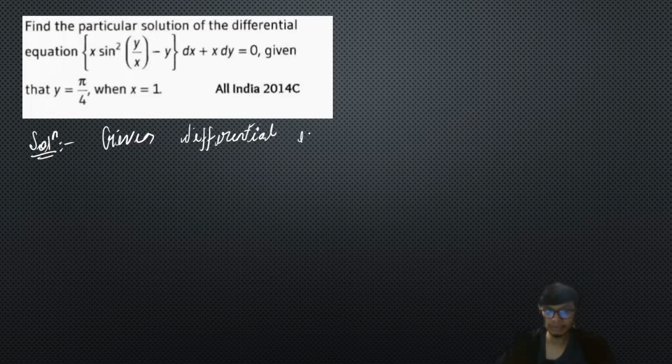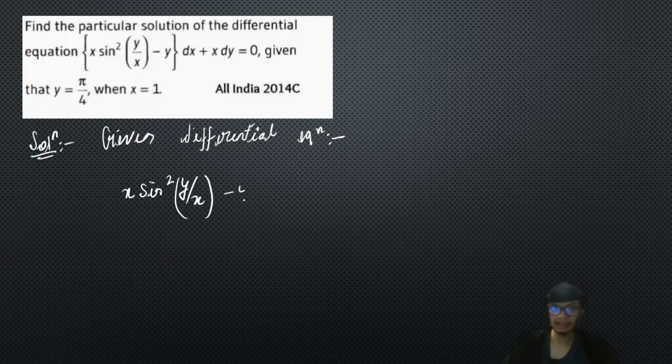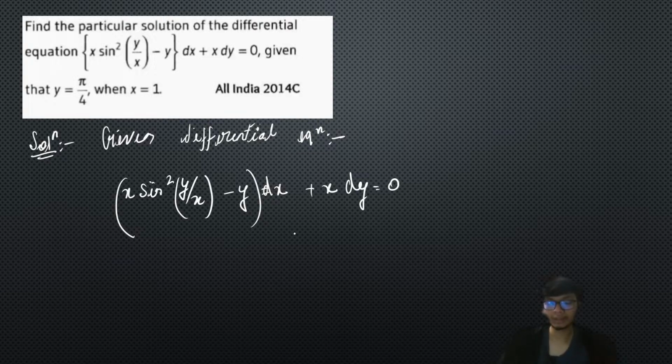So the given differential equation is x times sine square of (y upon x) minus y, whole times dx, plus x times dy is equal to 0, right? Now over here, if you look at this problem, it is not mentioned explicitly in terms of dy by dx, right? So our task is to simplify it in terms of dy upon dx.